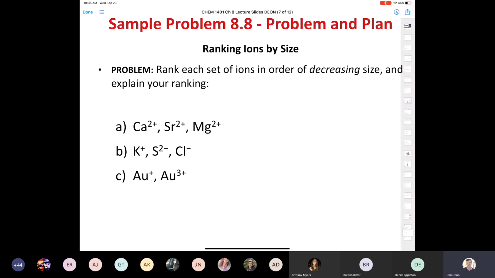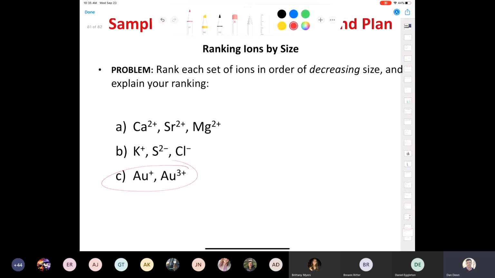Let's take a look at an example, and I'm going to skip right ahead to the toughest one. Let's go right here. We can do it. We have gold with a 1+ charge, and we have gold with a 3+ charge. Which one of these do you think would be bigger? So we'll put here larger, largest, smallest. Not a trick question. Which one would be the largest? All my students are saying the one with a 1+ charge is going to be bigger. Why? Why is gold with a 1+ charge bigger than gold with a 3+ charge?